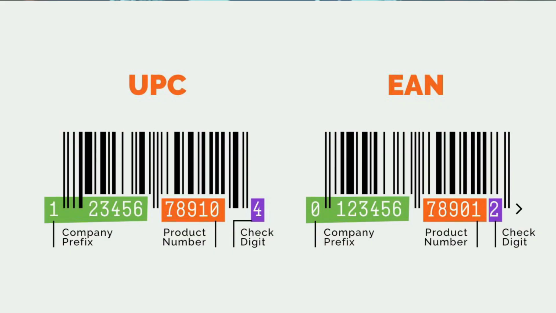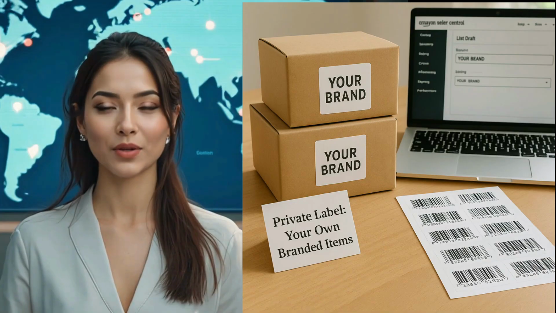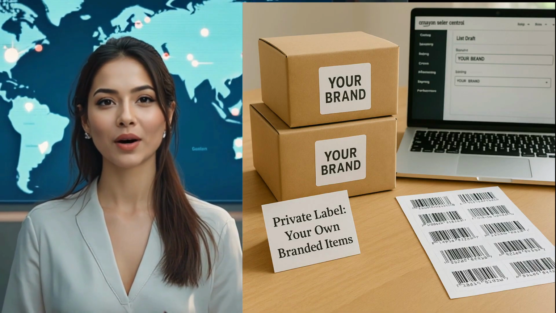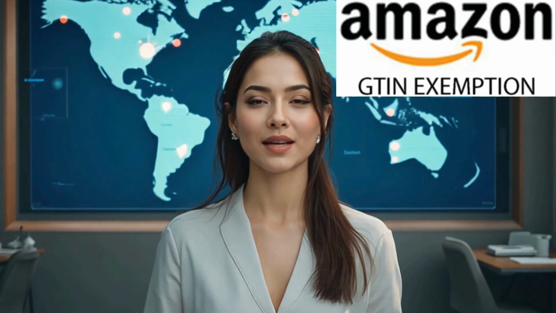If you are selling your own branded items in physical retail stores, it is necessary to have a UPC or an EAN printed on your packaging. On the other hand, if you are only offering your branded items on Amazon, such as private label products, there is a frequent misconception that you must provide a GTIN, UPC, or EAN in order to create a listing. In reality, Amazon gives you the option to request what is known as a GTIN exemption.